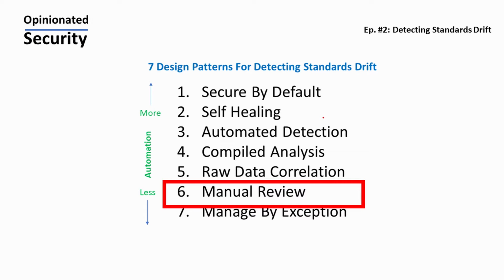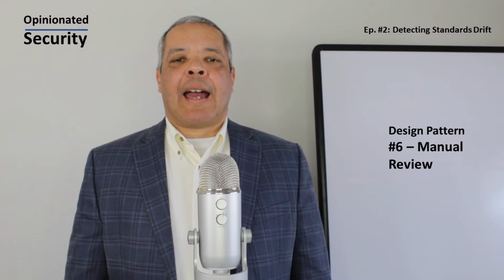Design pattern number 6, manual reviews. This is probably just as popular, anecdotally, as the previous design pattern of managing by exception. Manual reviews are having to determine if a system or application is out of standard or has drifted from standards by manually accessing the system and looking at the state and configuration of its settings. So this really is a very popular way.